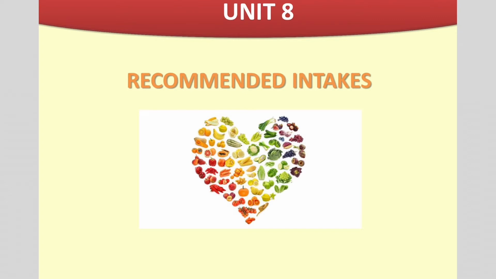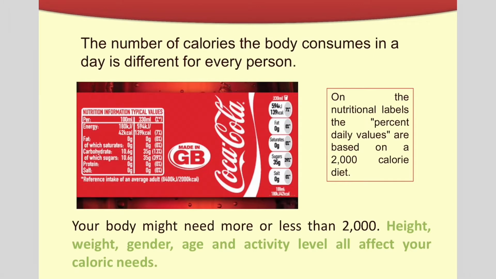Okay, so let's start. First of all, the number of calories the body consumes in a day is different for every person. We can see on the nutritional labels of the different foodstuffs the percent daily values normally are based on a 2000 calorie diet. For example, in this label you can see the percentage of the recommended intakes, and down here it says 2000 kilocalories. They assume that an average person needs this amount of energy per day.